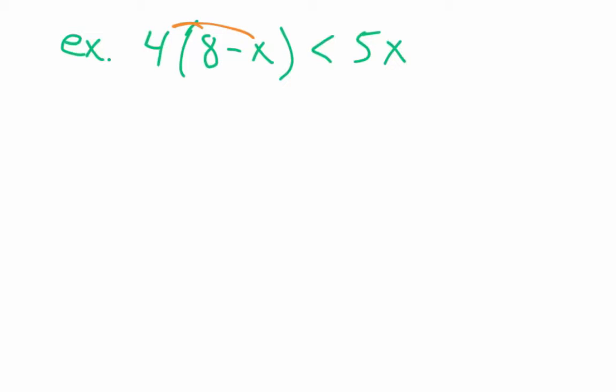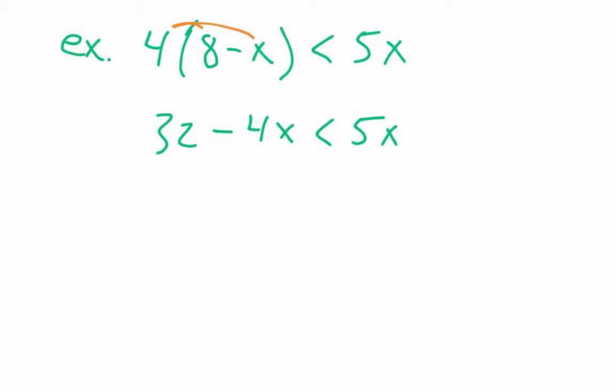Another one that might come in handy is if we have 4 parentheses 8 minus x parentheses is less than 5x. There's really two options for what you can do first. Does anybody see one of the two? Yeah, one option is to distribute. If you distribute first, you'd have 32 minus 4x is less than 5x. And then you'd probably add 4x to both sides and kind of go from there.